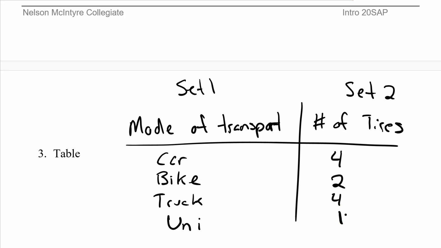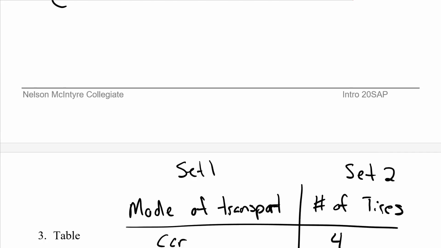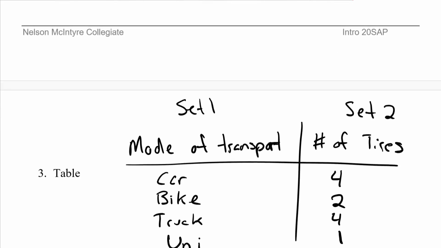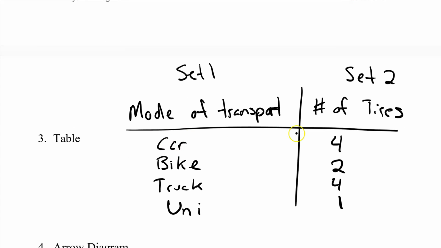Now remember, we're looking at expressing this relationship in 4 different ways, so we want to say the same thing 4 different ways. So if you look at it, we're really saying the same thing. Car has 4. Ordered pair. Car has 4. And our table. The car has 4. So it's the same information expressed in different modes, if you will.